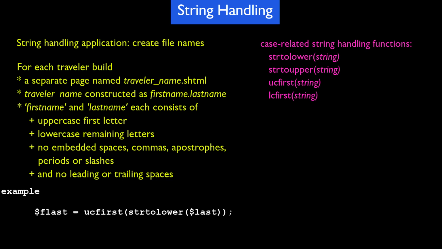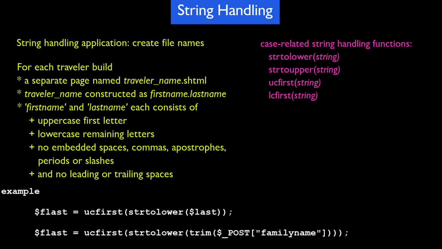You can also accomplish this in one statement by nesting the functions. $F_last = ucfirst(strtolower($last)), or even $F_last = ucfirst(strtolower(trim($_POST["familyname"]))); But you may prefer to do the separate steps just for clarity's sake.